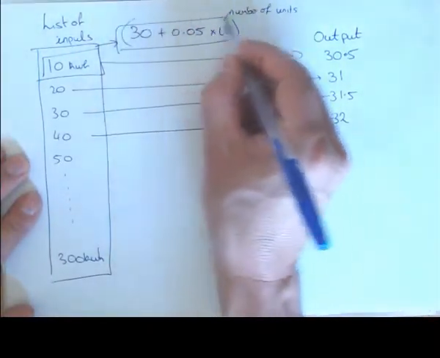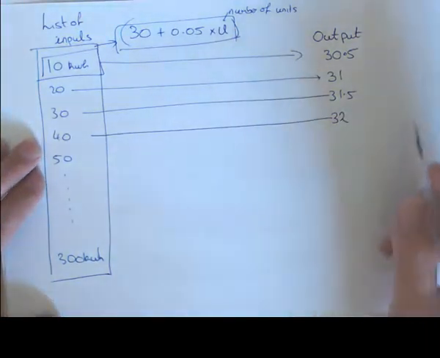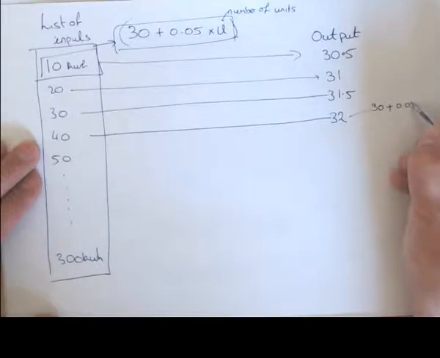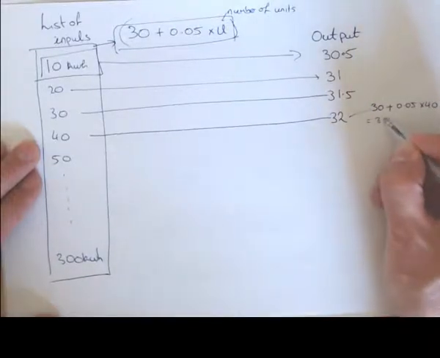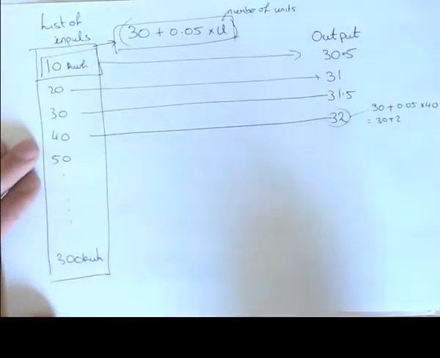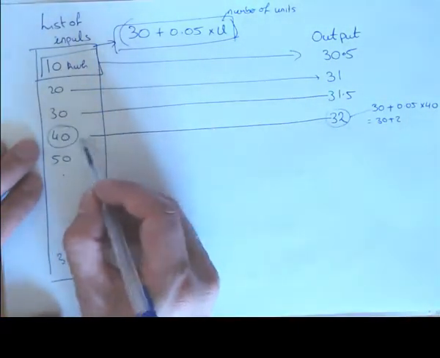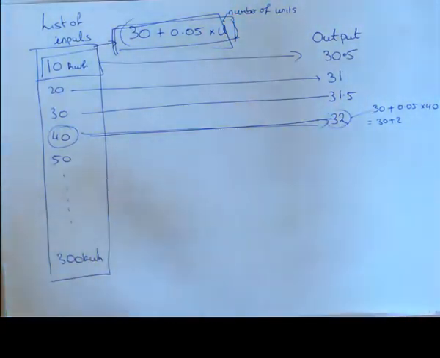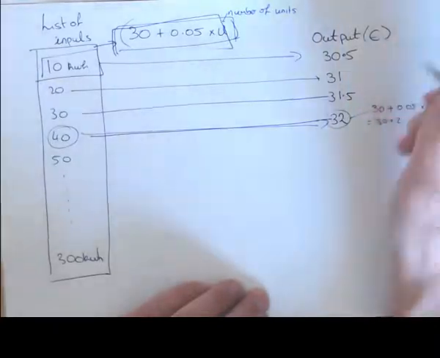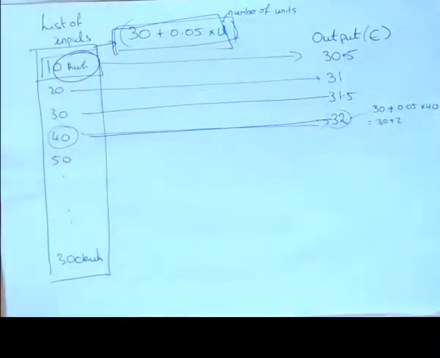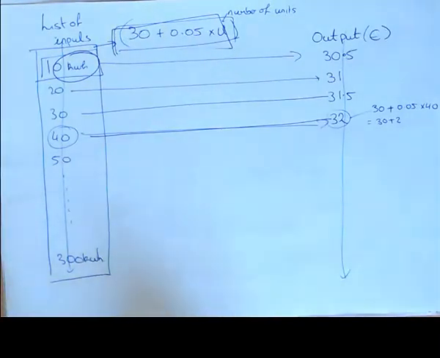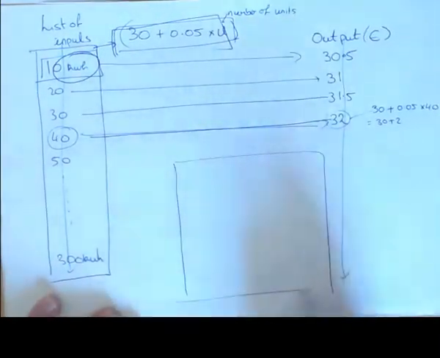Still just using this formula the whole time. I'll just point that out to you. 32 comes from 30 plus 0.05 times 40, which equals 30 plus 2. That's where I get the 32. So we have an input, the 40 kilowatt hours, we have our formula, and we have the output, 32, and this is in euro, and the input is in kilowatt hours. So we're thinking of a list of inputs and a list of outputs. And when we have a whole list of inputs and a whole list of outputs, we can actually draw a picture of that, which I'll explain later.